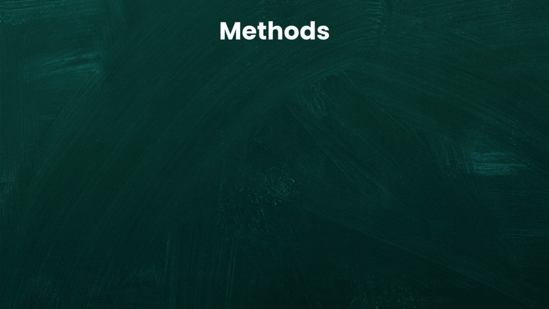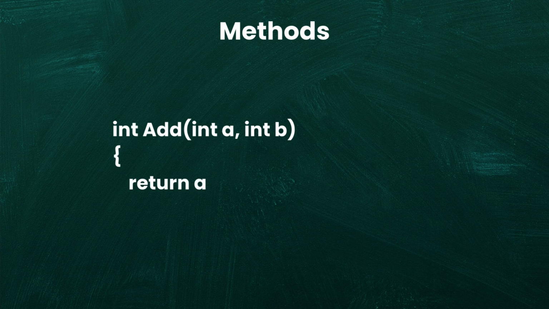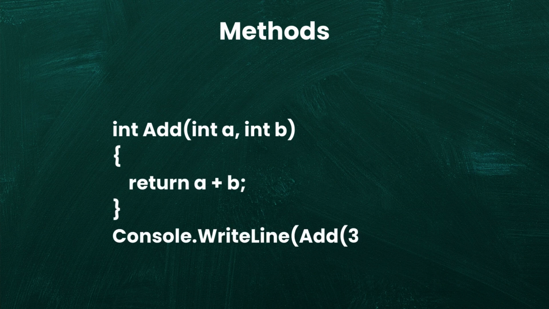Moving on to methods, which are a fundamental building block in C#, designed to perform specific tasks. Methods help organize reusable blocks of code. In this example, the add method takes two parameters, a and b, performs a task, adding the two numbers, and returns a value. Methods can also have different return types, accept no parameters, or even perform tasks without returning any value.